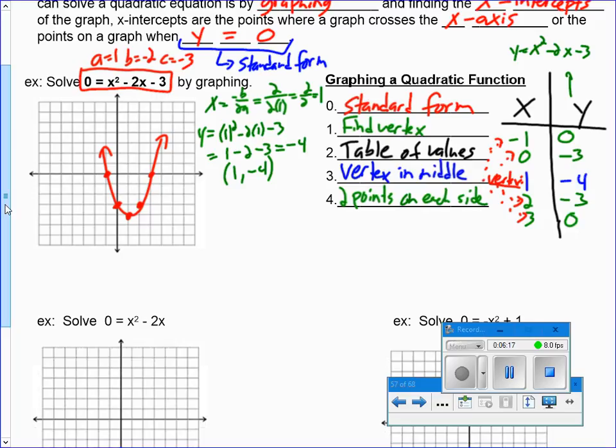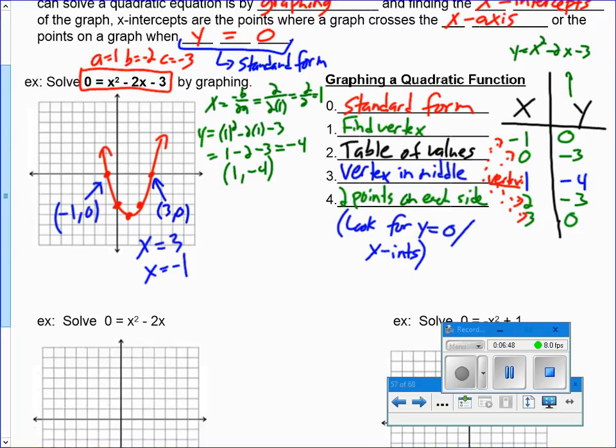Alright, so what we're looking for on the table, or on the graph, is y equals 0, which are the x-intercepts. On this graph, I see I have two x-intercepts. One of them is right here at 3, 0. The other one is back here at -1, 0. So my two answers from that would be x equals 3 and x equals -1.